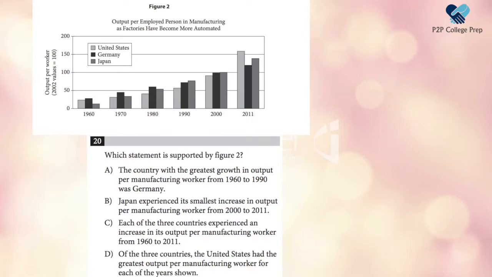B says Japan experienced its smallest increase in output per manufacturing worker from 2000 to 2011. In this case, the answer is also incorrect because Japan actually experienced its greatest increase. C says each of the three countries experienced an increase in its output per manufacturing worker from 1960 to 2011. This answer is correct because it clearly shows an increase of worker output in all three countries between 1960 and 2011. So the correct answer for 20 is C.